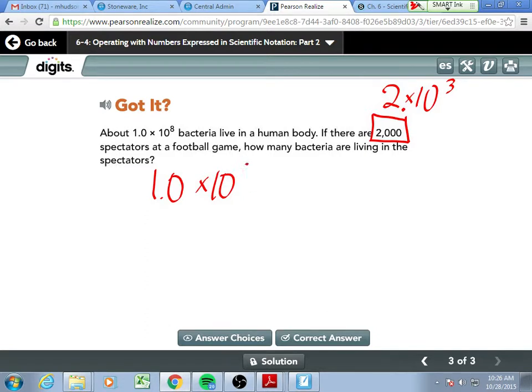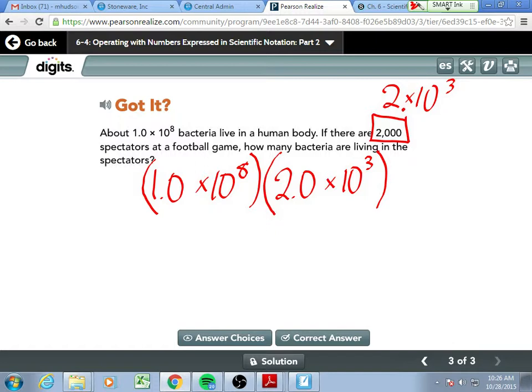Why do we have to do the 1.0 to the 8th? Would it just be 10 to the 8th? Yeah, essentially. Do you want us to just put it in scientific notation? We're going to look at both. On digits, it'll tell you which to do, but right now we're just going to look at both.